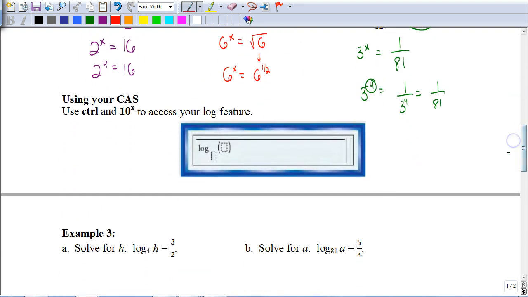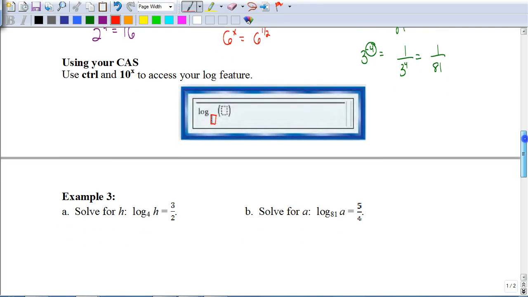Now, as far as your CAS calculator, the CAS calculator will allow you to change the base of your logarithm to be any base that you need. Scientific calculators will not do that for you. There's a special trick you have to do if we want to simplify something that has a base other than 10, which we learn about, I think, at the end of this chapter.